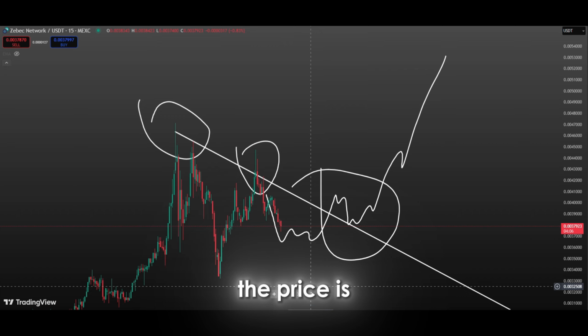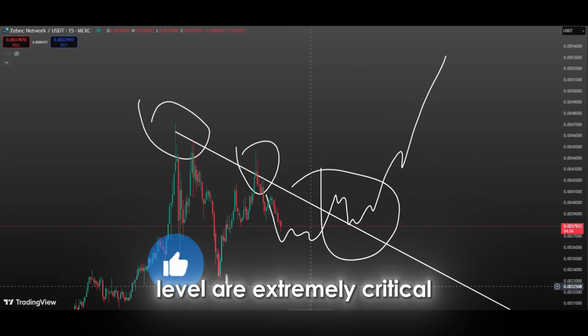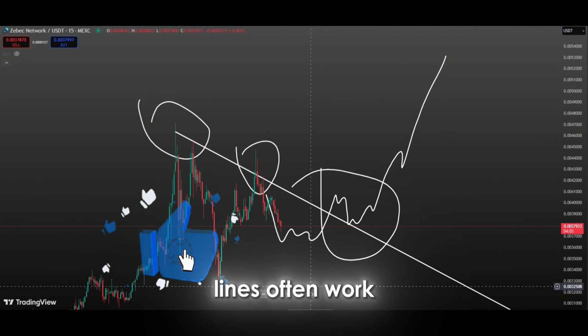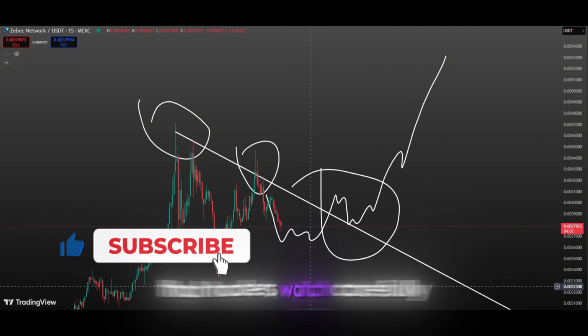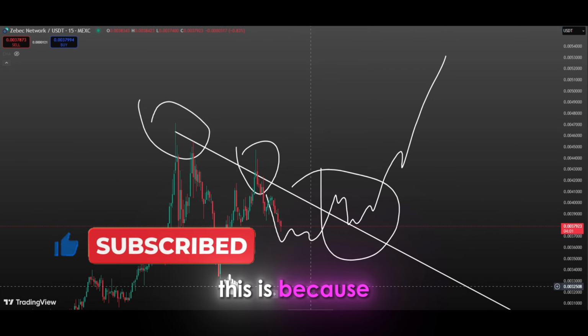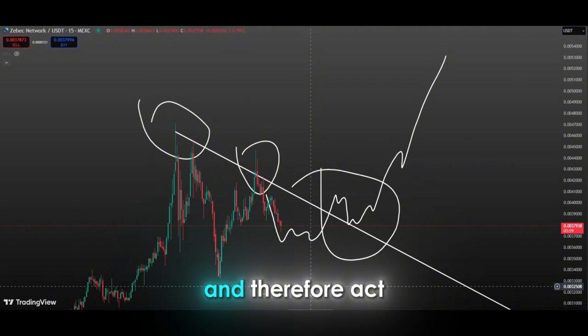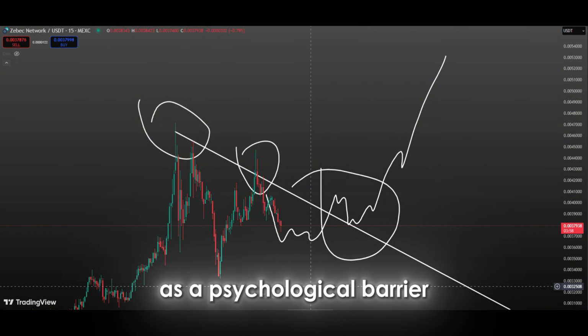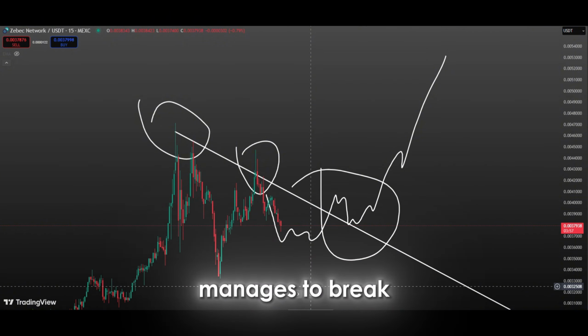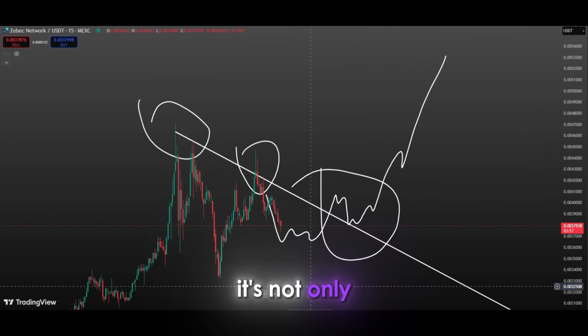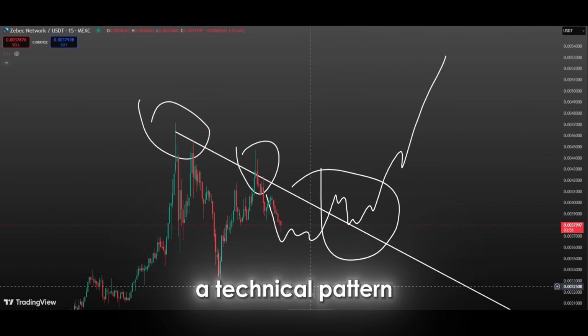At the moment, the price is very close to this falling trend line, and price movements at this level are extremely critical. Such falling trend lines often work as resistance zones that traders watch carefully. This is because they are areas where the price has bounced back many times in the past and therefore act as a psychological barrier. However, if the price manages to break this level to the upside, it's not only a break of a technical pattern, but also a positive change in market perception.